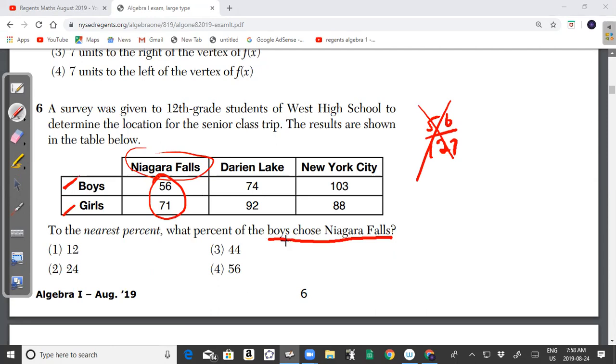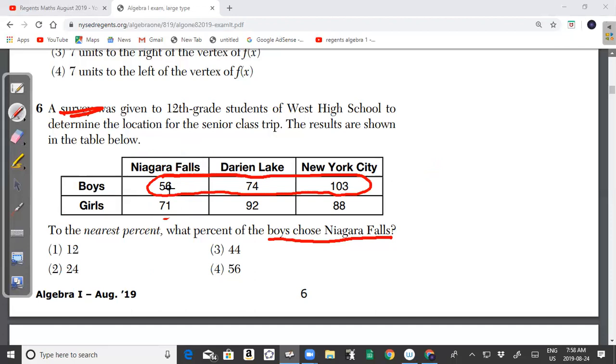What percent of the boys, which means the total number of boys in the survey? Okay, so the total number of boys in the survey is this: 56 for Niagara Falls, 74 for Durian Lake, and 103 for New York City. So you add up the number of boys. If you add it up using a calculator, 56 plus 74 plus 103, it's going to give you 233 boys in the survey.